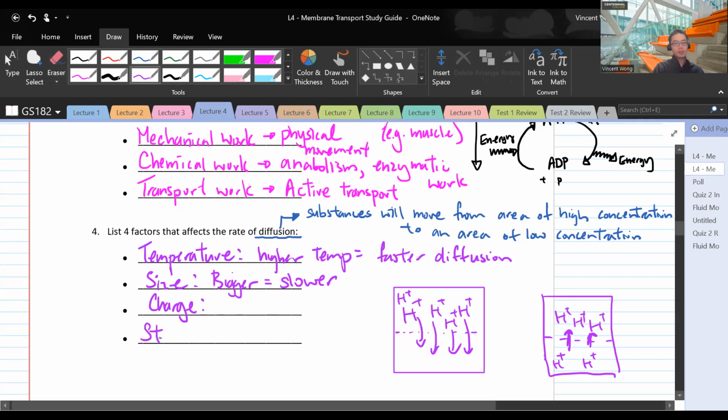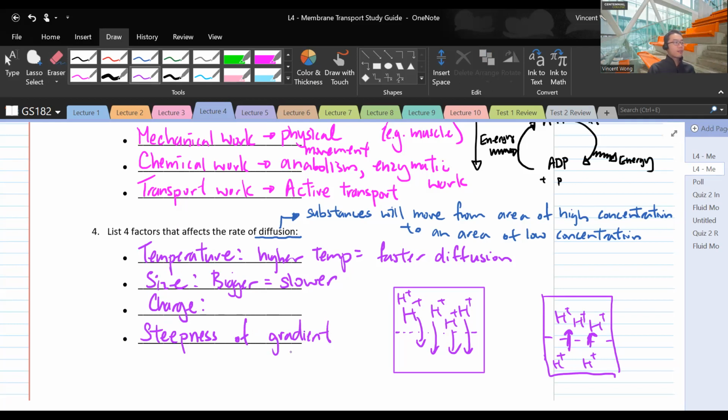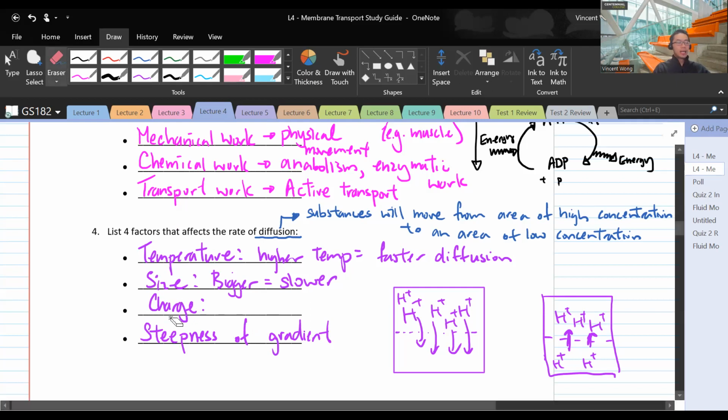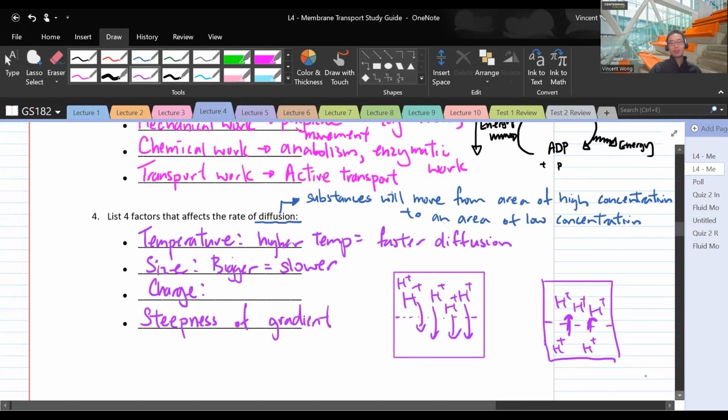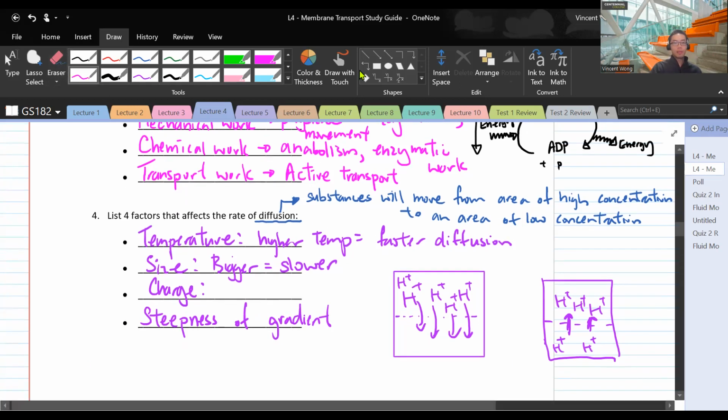Yeah, the steepness. That's right. Steepness of the gradient. Gradient is just a fancy way of saying difference. Okay, so how much of a difference are we talking about, right? The greater the difference between 2 points, the faster the diffusion is going to be.